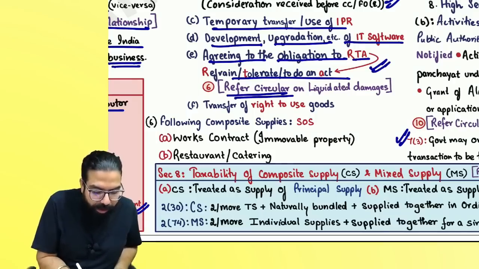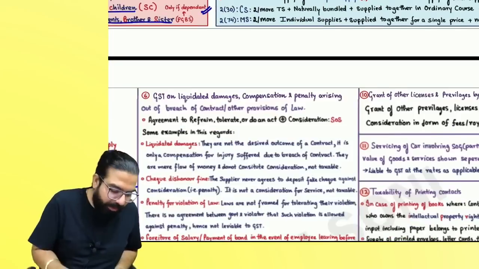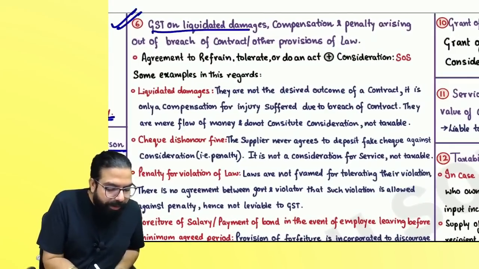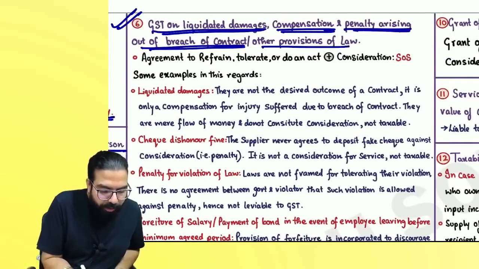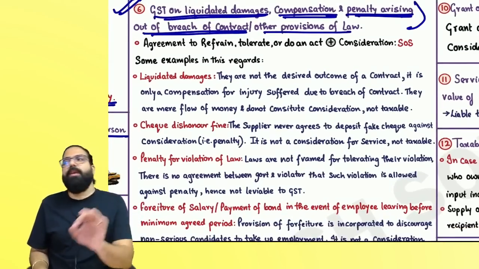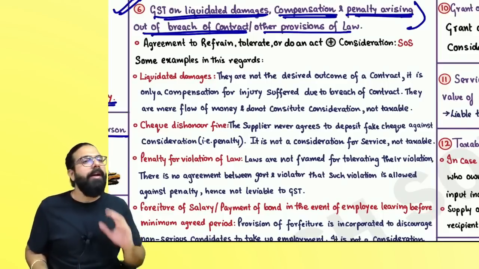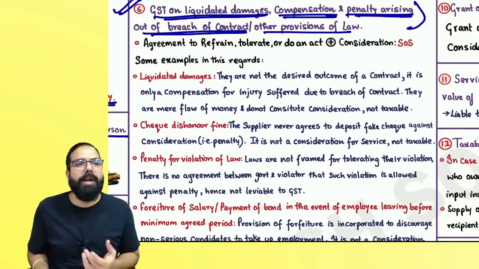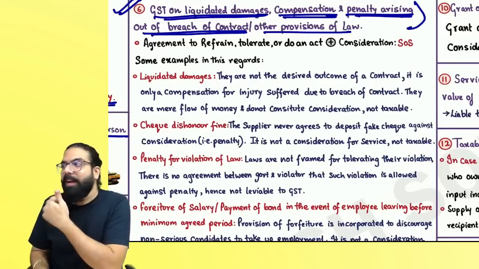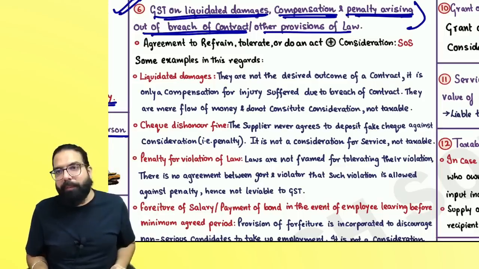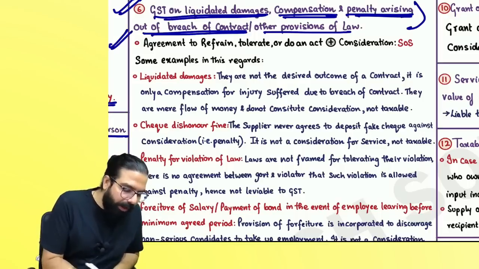And there's a circular on liquidated damages which has come, which is there on the next page. GST on liquidated damages, compensation, and penalty arising out of breach of contract and other provisions of law. Actually, this refrain, tolerate, or do an act had a lot of confusion. People were going and asking the government to please clarify what they mean by agreeing to the obligation to refrain, tolerate, or to do an act. So the particular situations which were being raised by the people, the government has gone ahead and addressed here.